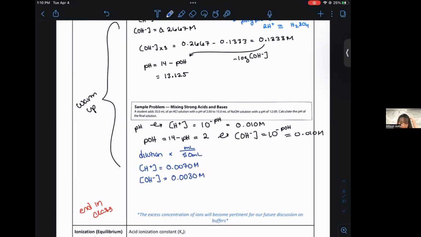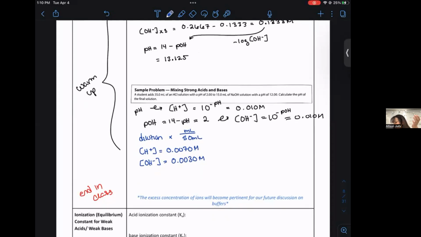Okay. And so then what you would find is obviously we have excess acid. So you would see that here our excess is equal to 0.0040 molarity. And then what you were asked was to find the pH of the final solution after being mixed. So you would just plug this into pH, negative log of this, and that gives you 2.40 to the correct sig figs.